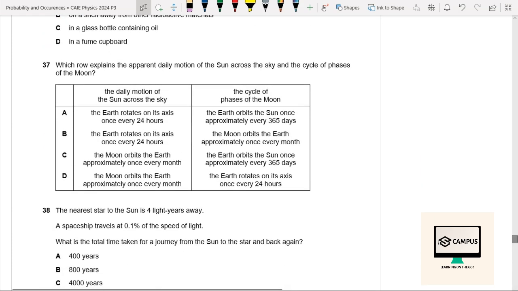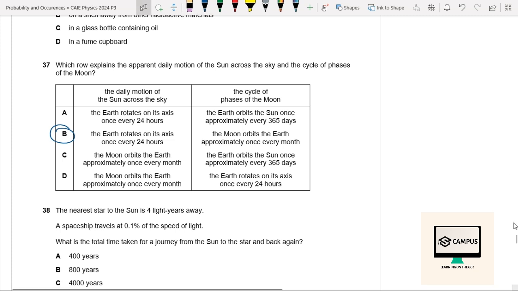Question number 37. Which row explains the apparent daily motion of the sun and the cycle of phases of the moon? Again, we have two columns. The first one is for the daily motion of the sun across the sky. Well, the earth rotates on its axis once every 24 hours. And the moon orbits the earth approximately every month. So B is the right answer.